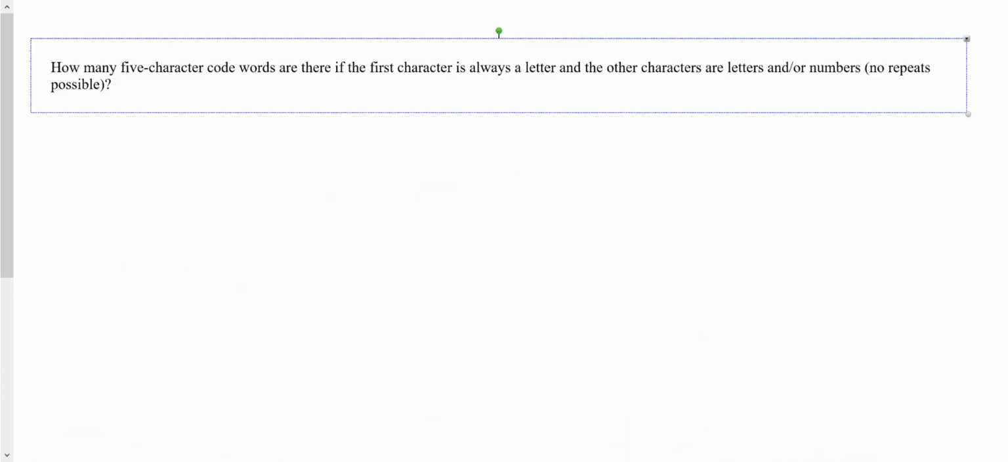How many 5 character code words are there if the first character is always a letter? Okay, so let me just get these different. So 1, 2, 3, 4, and 5. Okay, so 5 characters. First one's a letter. Okay, we know there's 26 letters in the alphabet. And the other characters are letters and or numbers, but there's no repeats. The fact that there's no repeats is important because you're going to have a decreasing amount of possibilities as you choose these letters or numbers.